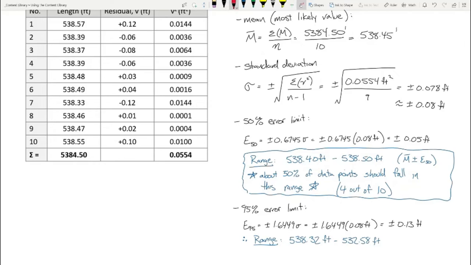Does the first data point fall within that range? Yes. What about the second? Yes. Yes. Yes. And they all do, right? So not about 95%. And what did we get? We got 10 out of 10.